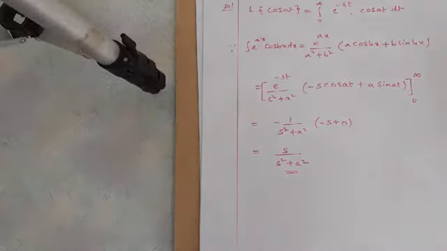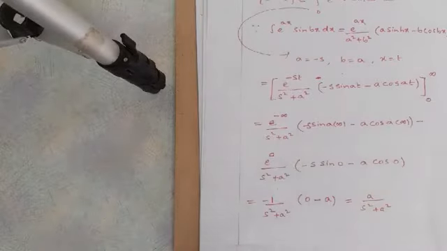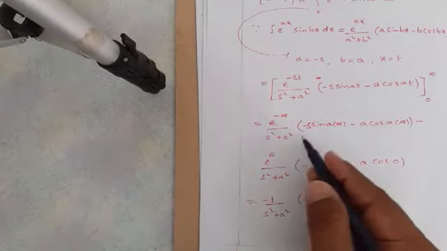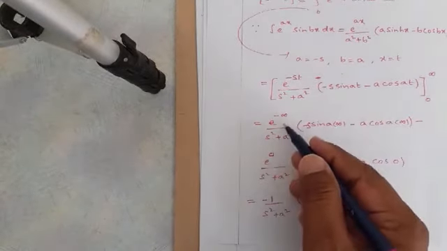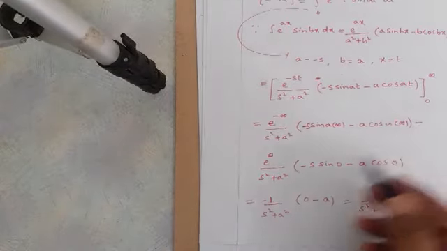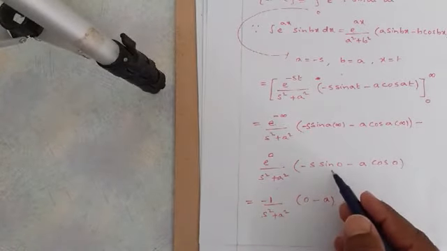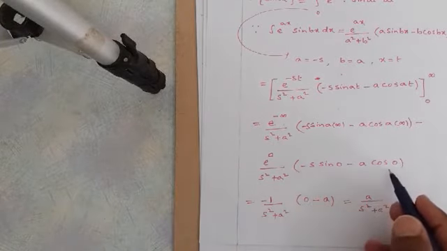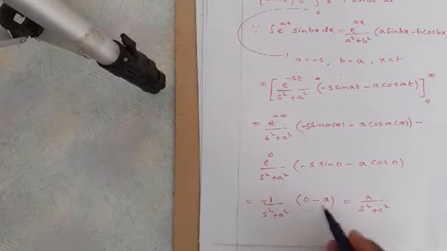So hope you have understood here. Just now one of you asked how you got minus 1 by s square plus a square. Here, as you see, this whole term has become 0. E power minus infinity is 0. 0 minus, here we have minus, so this minus 1 upon s square plus a square, and then sin 0 is 0. Then cos 0 is 1. So this becomes 0 minus cos 0, 1, so minus a. So this minus of minus, when you multiply inside you will get this one.